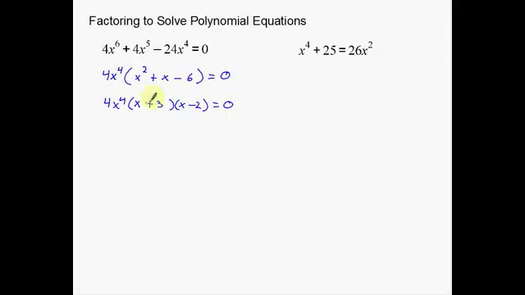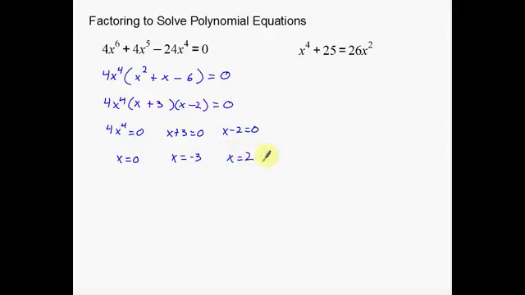Now, once we've factored everything down as far as we can go and there's no more factoring I can do, my next step is to take each one of these factors and set them equal to 0. So 4x to the 4th equals 0, x plus 3 equals 0, and x minus 2 equals 0. Now solve them. This first one is easy: the only number that works to get 0 is 0. Subtract 3 over to the other side, x is equal to negative 3. Over here, add 2 to the other side, x is equal to 2.